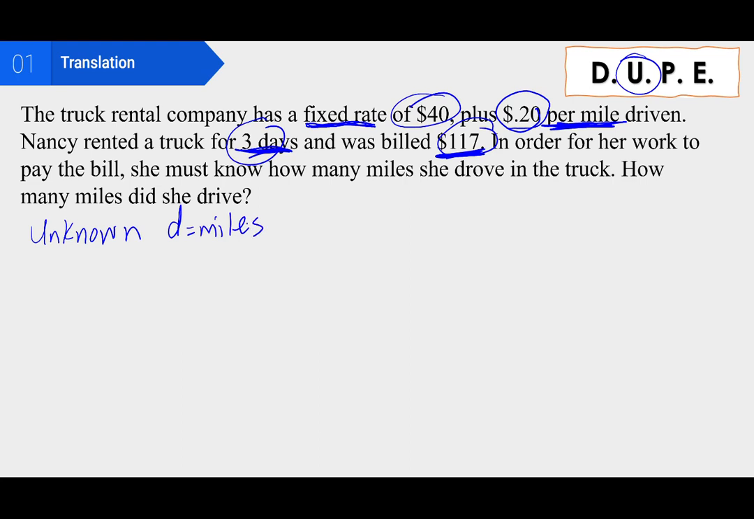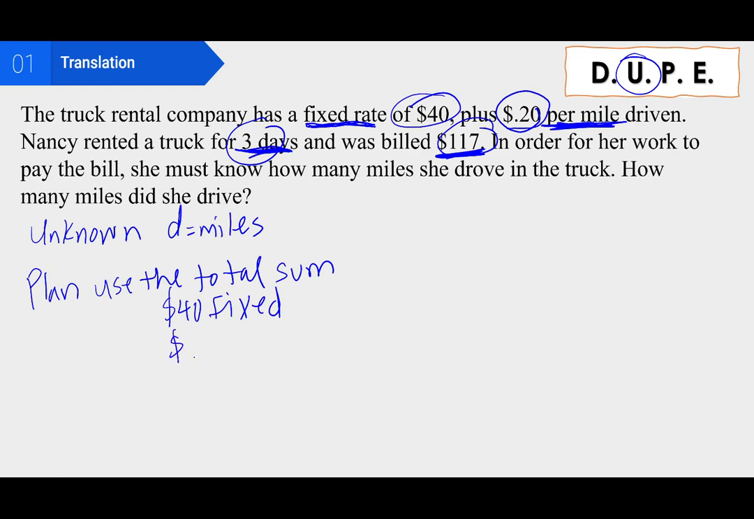All right. Okay. Let's try to make a plan from this. All right. So we've got a total of 117. So our plan, I'm going to use the total. And it's going to have some addition in it, right? So we're going to have some sums. Okay, I'm going to use the $40. That's fixed. She's got to pay that. Her company does. And the 20 cents per mile.